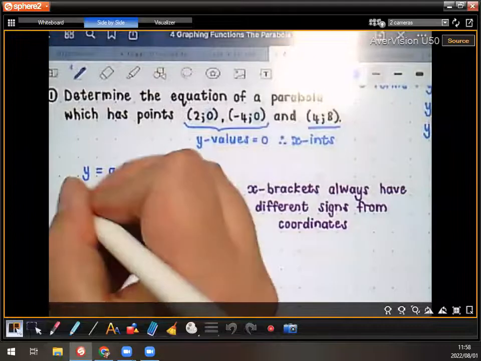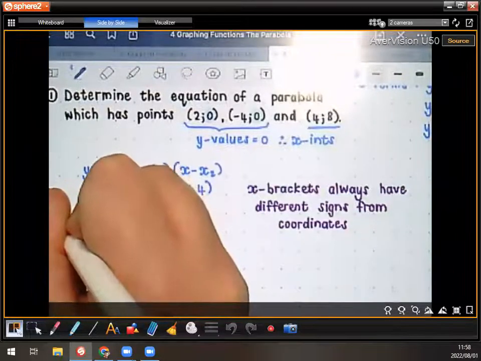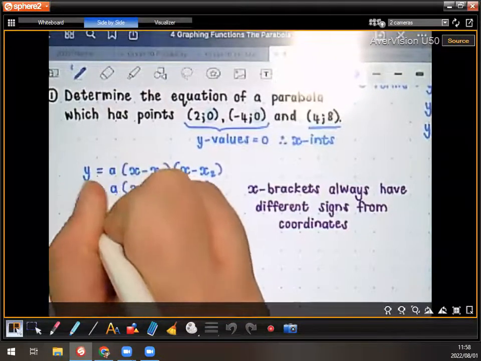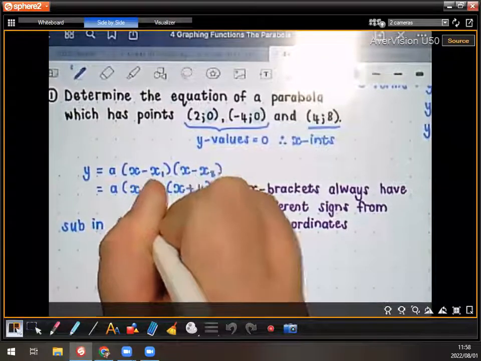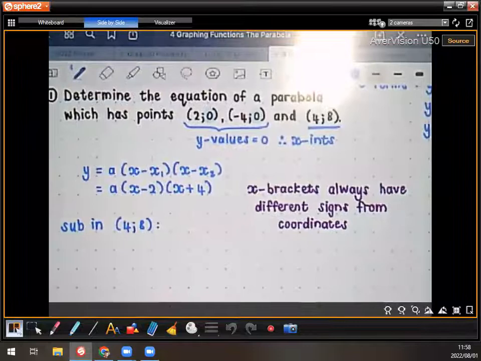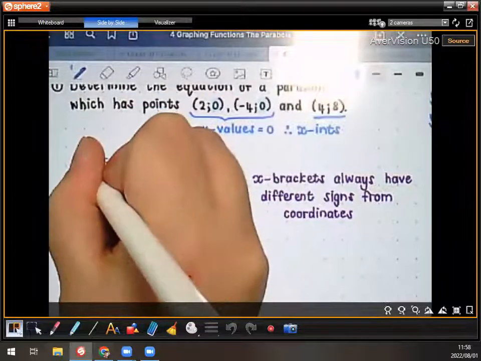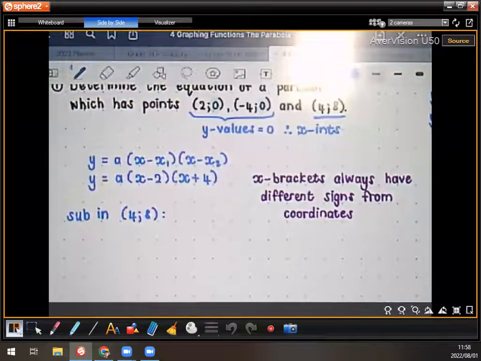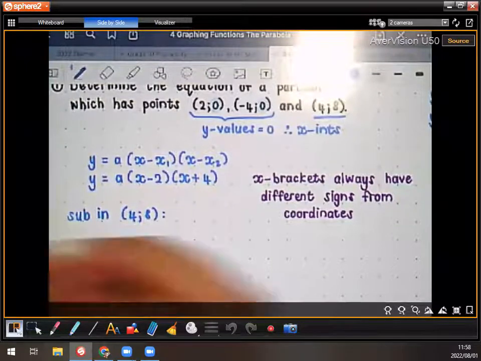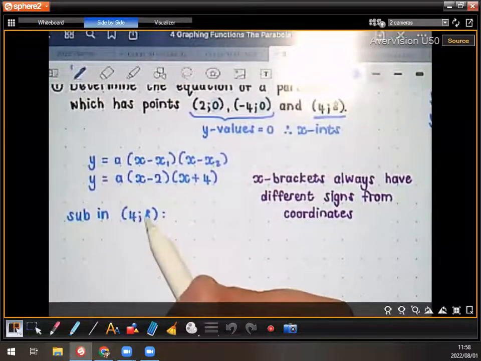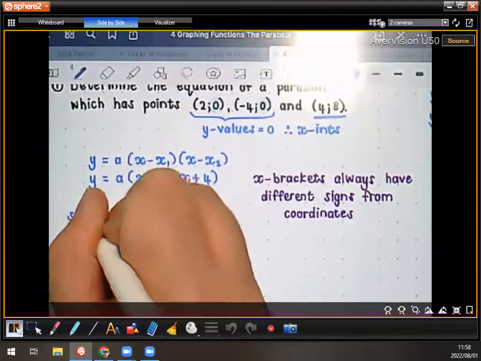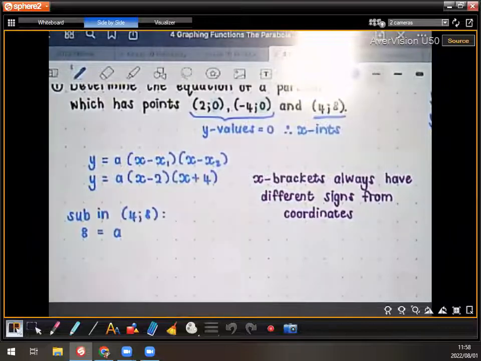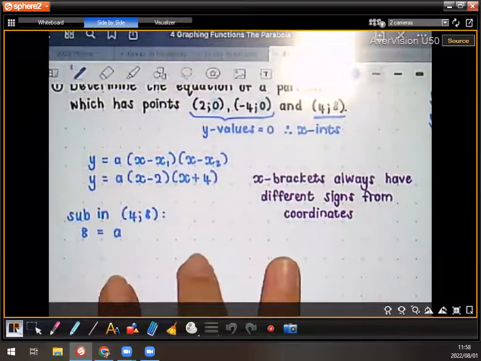Okay? So we're going to sub in the point (4, 8) into this equation. This was y, right? So what is y of this point? What's the y value of this point? 8. And we say 8 is equal to A. We don't know. We're trying to find that out, right? We're trying to calculate that.